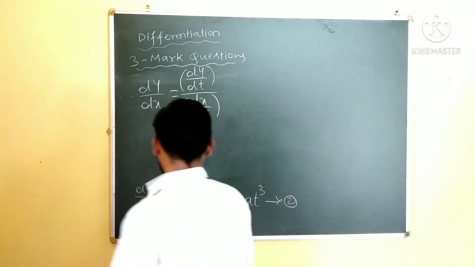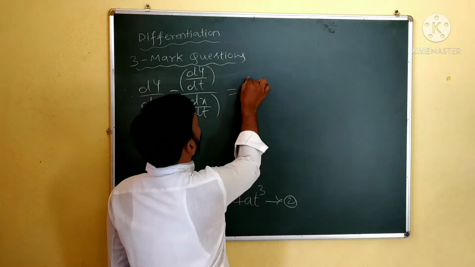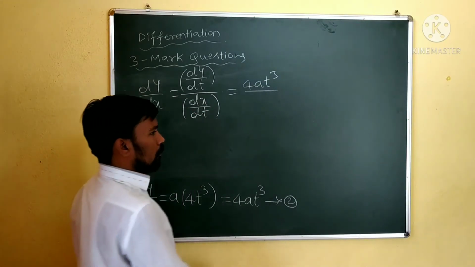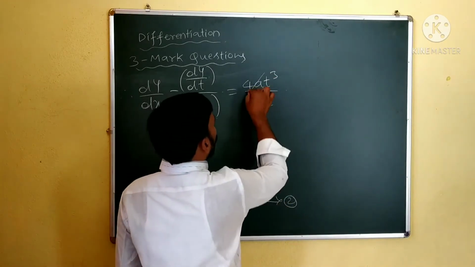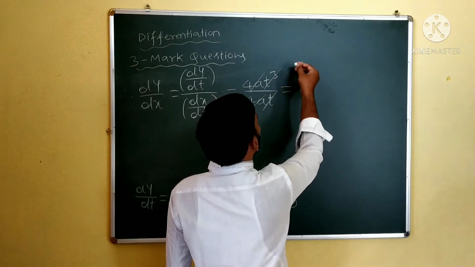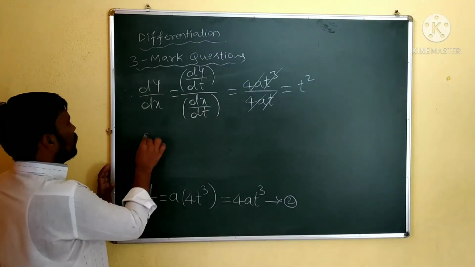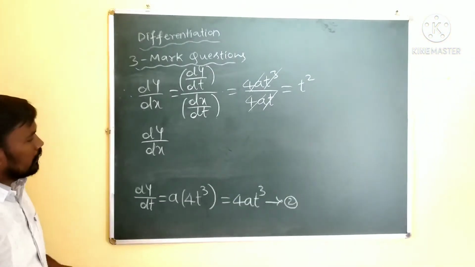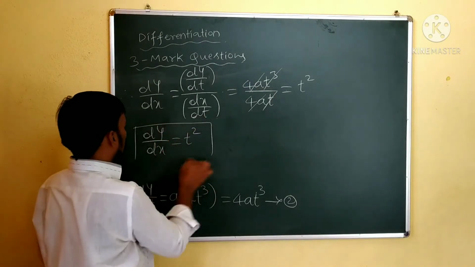So now do the substitution. The dy by dt value here is 4at cube, divided by dx by dt, which is 4at. Anyway, this 4 and 4 get cancelled. So t cube by t is t square. That is dy by dx, the derivative of the given functions. dy by dx is equal to t square, which is the required answer.